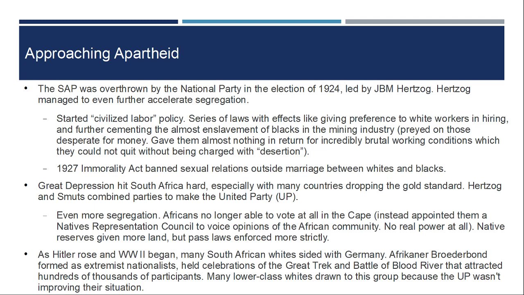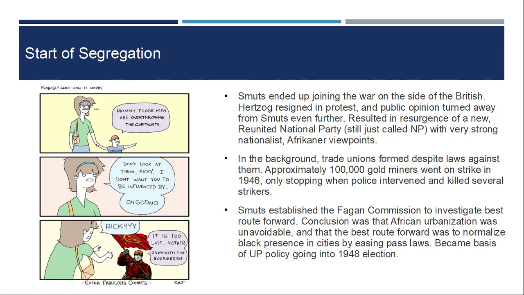So now we have this massive group of people that are supporting Germany and are against the UP, and they're not happy with how things are going. And then Smuts makes a decision. Keep in mind, we got hundreds of thousands of people showing up to celebrate this extremist nationalism. They support Germany. Smuts enters World War II on the side of Britain. Because remember, South Africa is a part of the British Dominion, the British Commonwealth. They are still technically owned by the British.